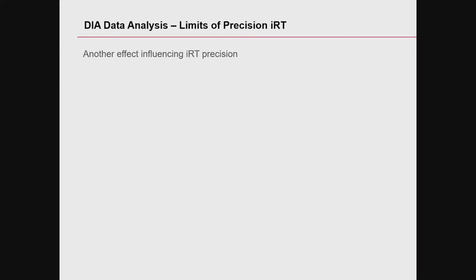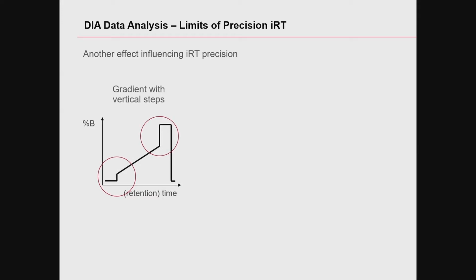Then I want to show quickly another effect that's more practical, but I think it's still interesting. Many people are doing these sort of gradients. They step to a certain B in the beginning because there are not a lot of peptides in this region. Then they do a linear gradient. Then they step again up where it's not getting interesting anymore. Then they wash, then they equilibrate.